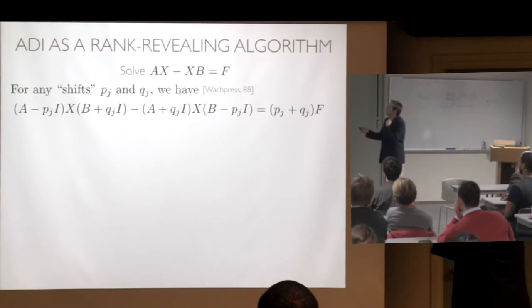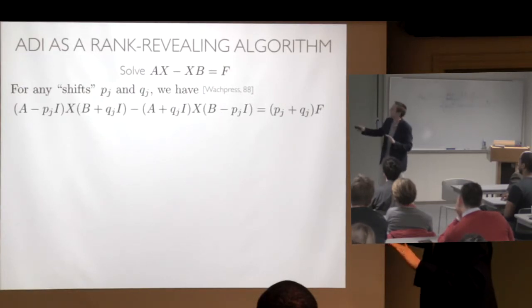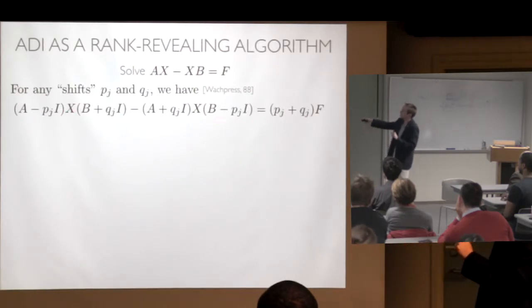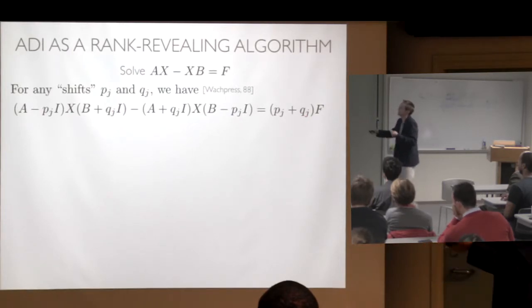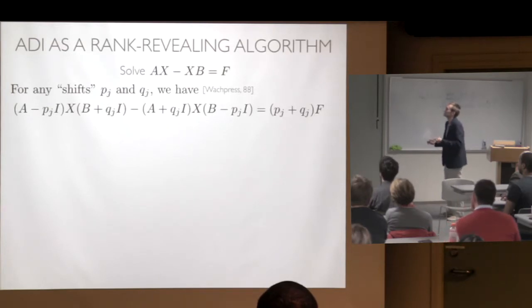So the Sylvester matrix equation looks like this. And you'll notice that if you choose any p_j or any q_j, any numbers, and you shift these matrices around, X will still end up satisfying this equation right here, for any P and Q. They're almost the same statement, really.